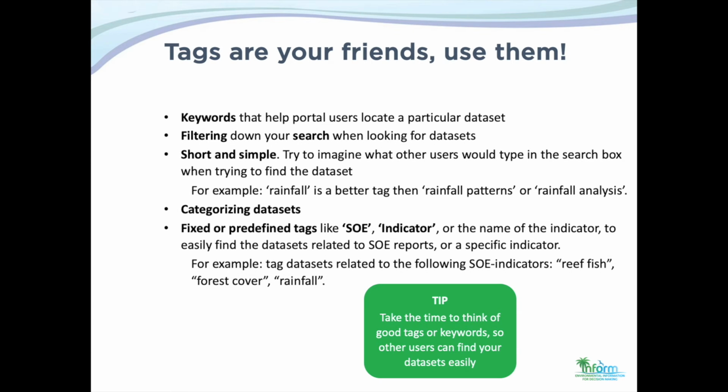Tags or keywords are crucial. Take the time to think of good tags or keywords so other users can find your datasets easily. Tags should be simple and short. For example, you can add the word rainfall in the tag field when uploading datasets related to rainfall analysis or rainfall patterns. Users can easily access your dataset when tagging with the right keyword. It is similar to searching for a particular piece of information in an online library. Tags or keywords are used to locate and filter down your search for data and information that you or someone outside are particularly after.